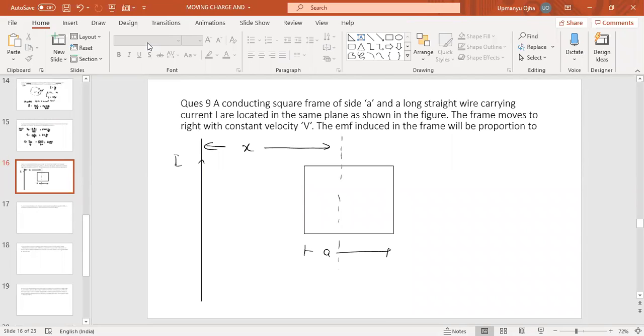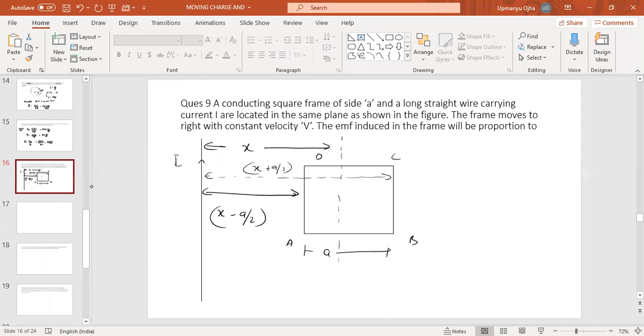So if it is x from the center, then what should be the length of ABCD, this side AD? That would be equal to x minus A by 2, and the length from the wire to CB would be x plus A by 2. Okay, fine. So this is the figure which was shown in the question.